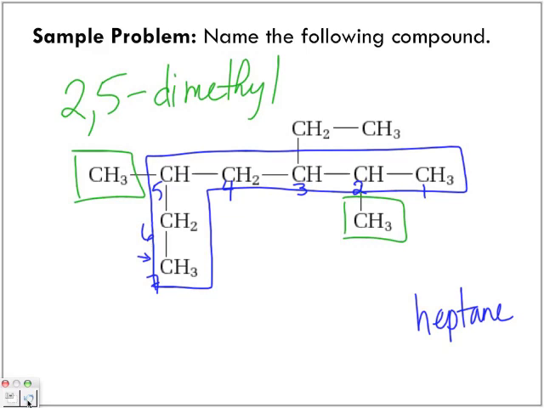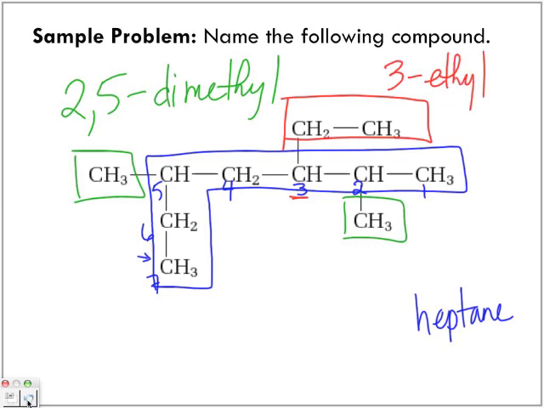We also have the following. We've got these 2 carbons, which represent an ethyl group. And this ethyl group is found on the number 3 carbon. So it's a 3-ethyl. So now, we know it ends in heptane.